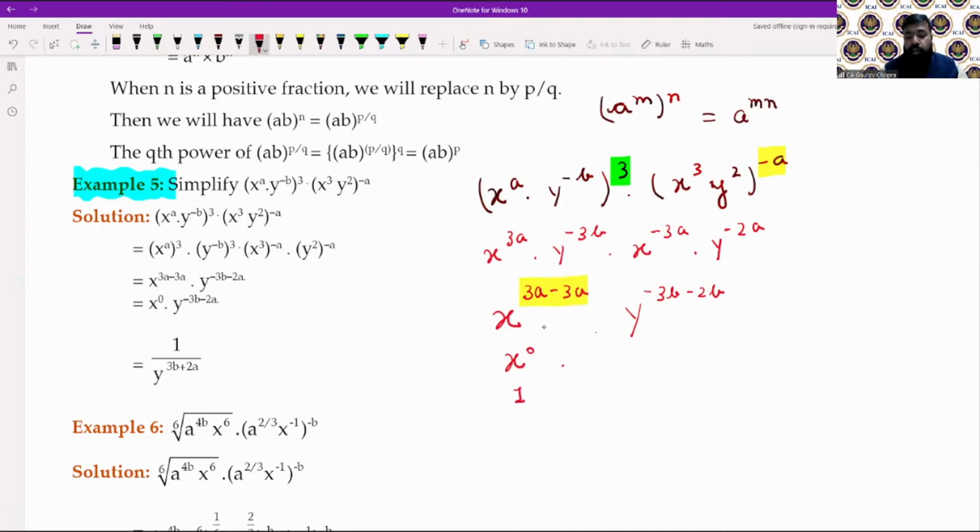But what about y? So we are having y as negative power in numerator. So we can bring it into denominator. So 1 divided by, now minus 3b will become plus 3b and minus 2a will become plus 2a. So we can write 3b plus 2a. So 1 upon y to the power of 3b plus 2a.